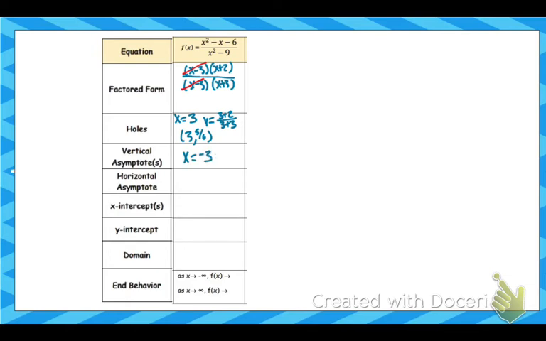Horizontal asymptote, in the remaining function, it's the same degree. I have 1x on top and 1x on bottom. I divide those leading coefficients, which are 1 and 1. So 1 over 1 is 1. X-intercept, we set the top equal to 0. And I'm just going to write it as an ordered pair. Y-intercept, we plug in 0 for x. So I end up with 2 over 3.